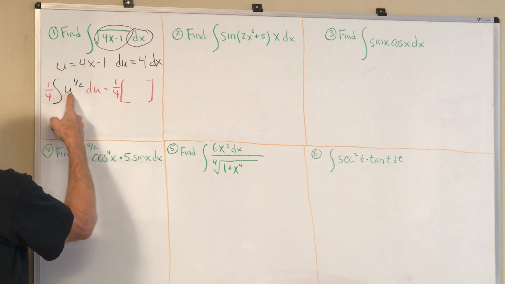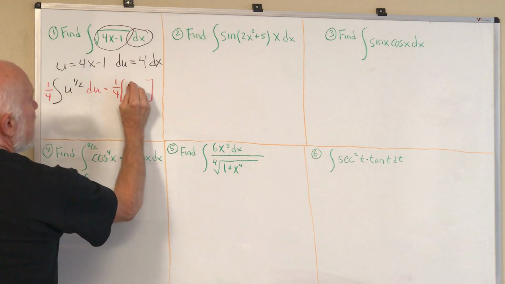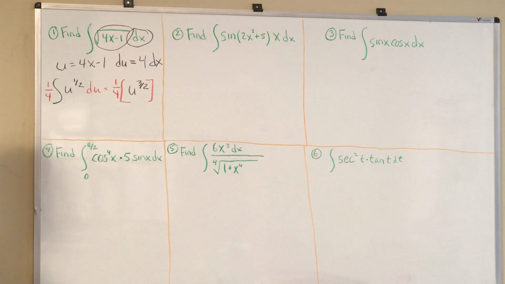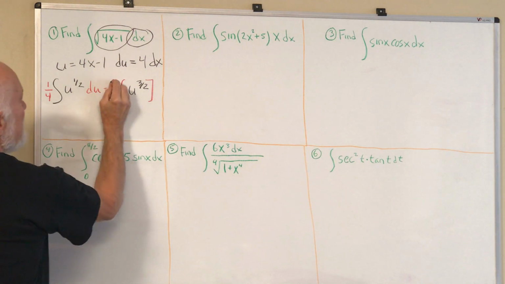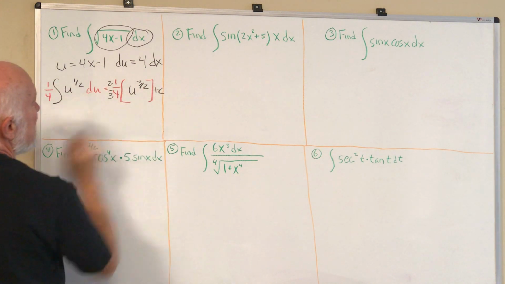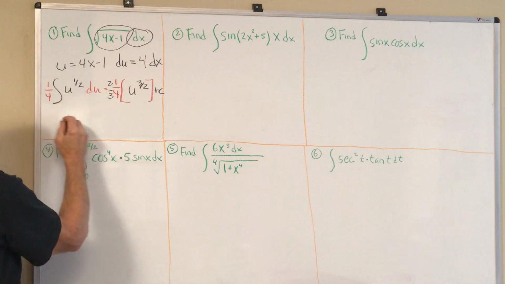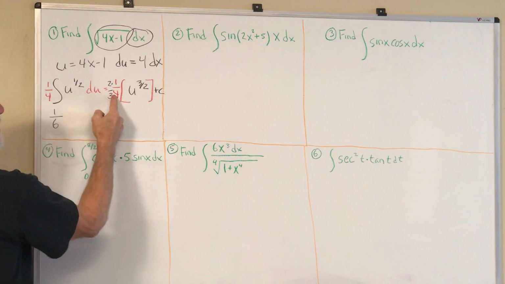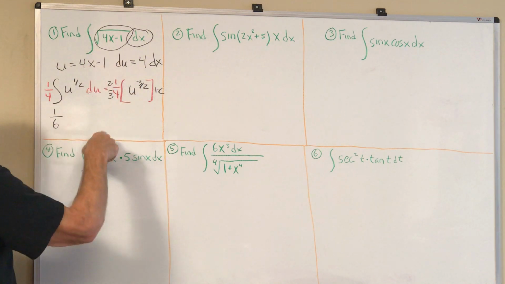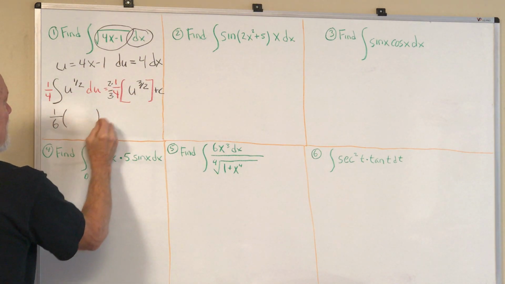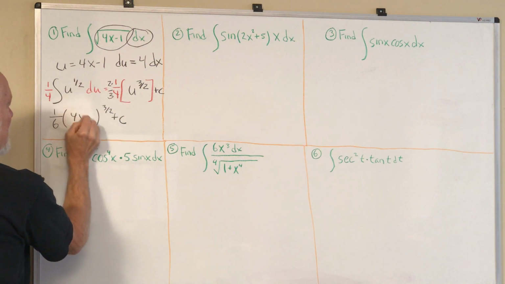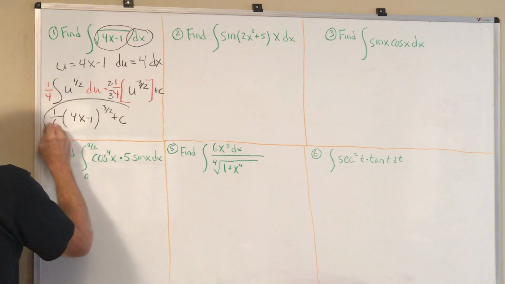u to the n plus 1 divided by n plus 1, so it would be times 2/3 plus c. So your final answer would be 1/6. And you don't want to leave your answer in u. This is a problem in x. So we put back what u was. And now we've got our answer.